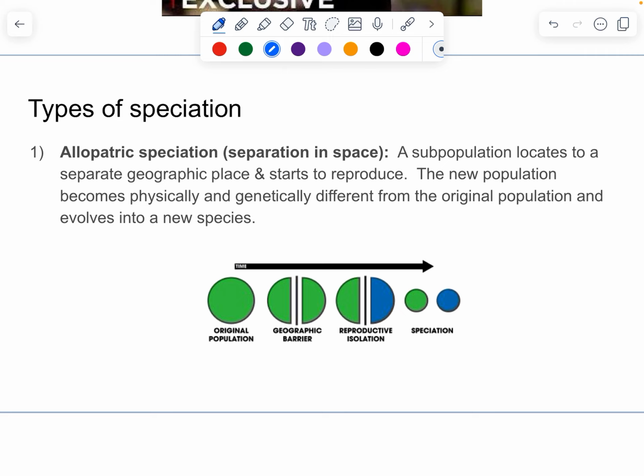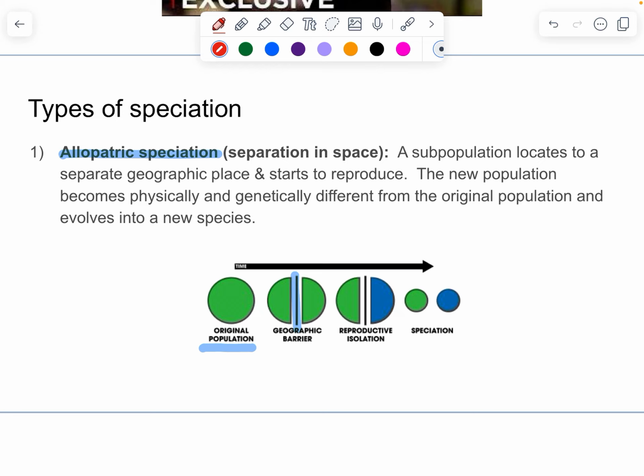All right, so now let's talk about types of speciation. There are three main types, and allopatric speciation is the most common type of speciation. Let's use the diagram to explain this one. So here is the original population. Then some kind of geographic barrier separates the original population.